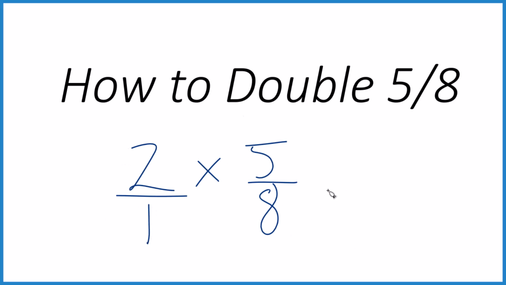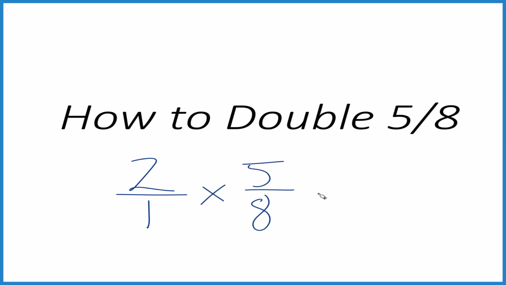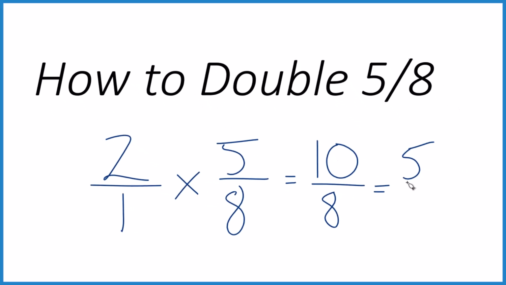So now with fractions, you multiply the numerators. 2 times 5 is 10, and then the denominators, 1 times 8 is 8, and you get 10/8. That might not be real useful for you, so let's simplify it. Since they're both even numbers, we can just cut them in half. 10 divided by 2 is 5. 8 divided by 2 is 4.